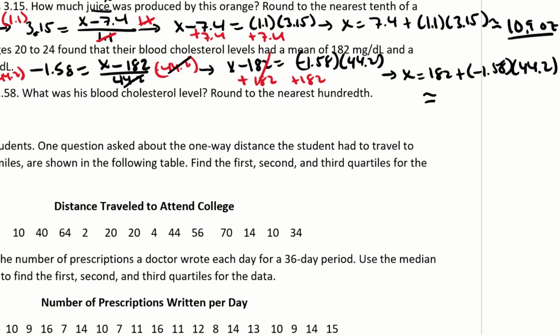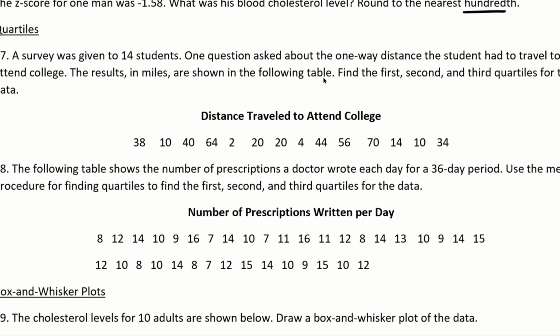Round it to the nearest hundredth, because it says that there. So about 112.16. In this case, the units are milligrams per deciliter. All right, so that's it for number 16.